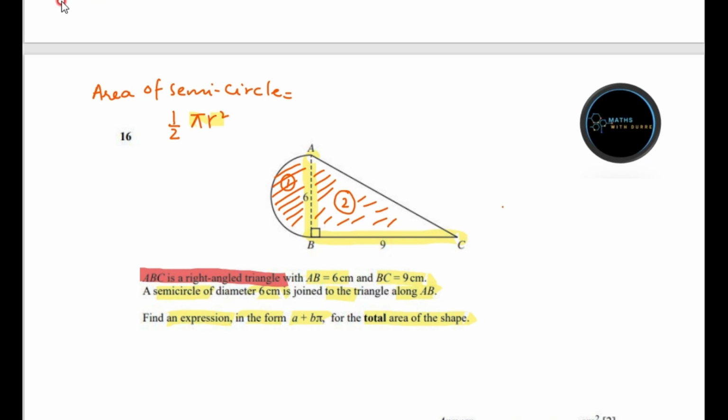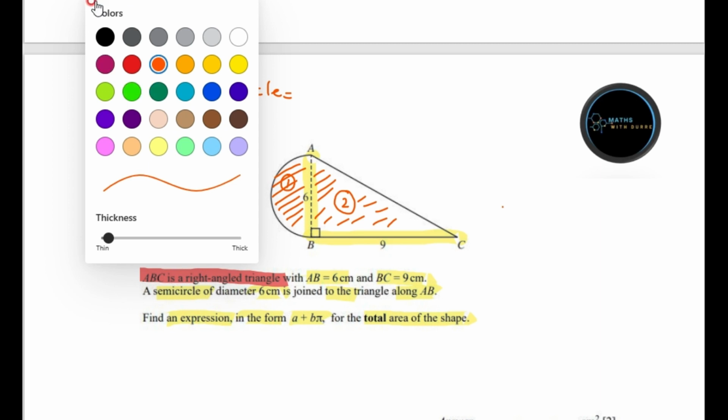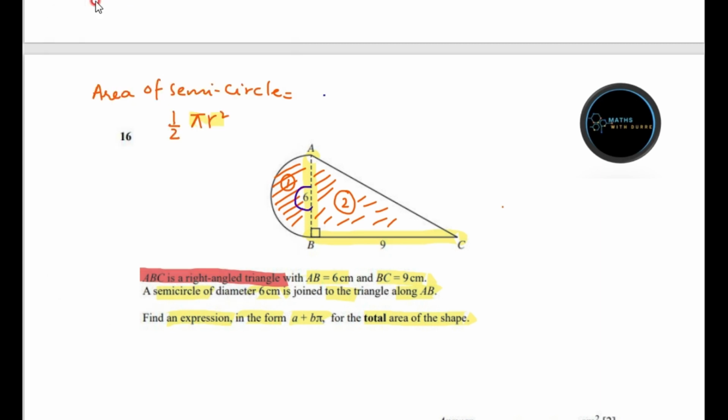So what is r here? As we know, the diameter is given, and that diameter is 6. So we need basically what? R. So we can do half of it. Because diameter is double of radius and radius is half of a diameter, so we will just divide it by 2 and we will get the answer, that will be 3. So we need to substitute 3 instead of r.